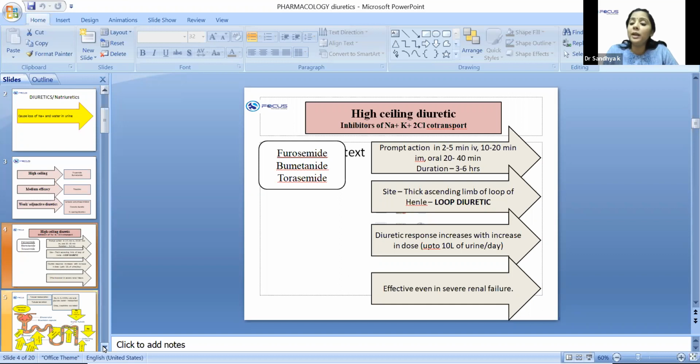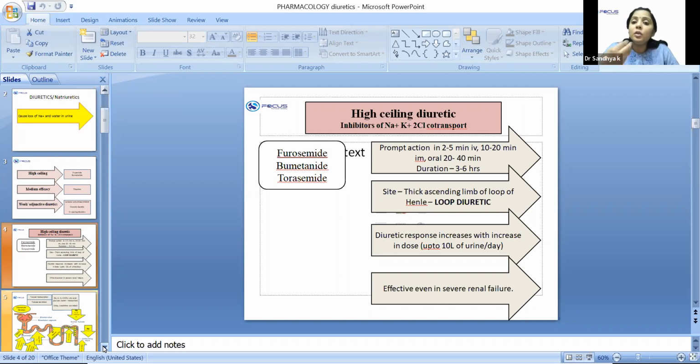Now, where is this furosemide acting? It is mainly acting at the thick ascending limb of loop of Henle. Hence, it is also called a loop diuretic.